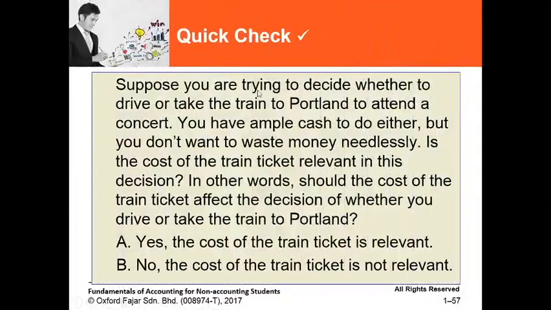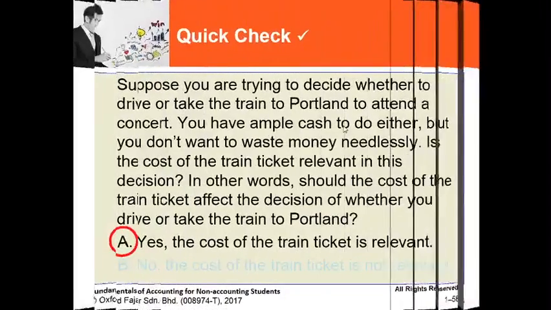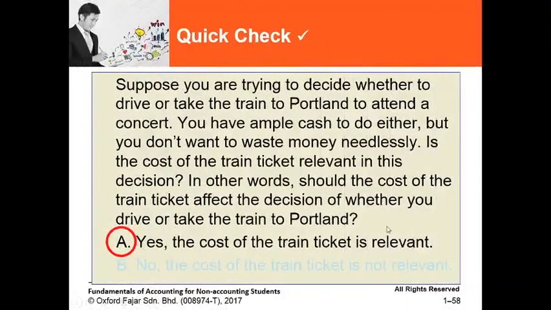Alright, so here, suppose you are trying to decide whether to drive or to take the train to Portland to attend a concert. You have ample cash to do either, but you don't want to waste money needlessly. Is the cost of the train ticket relevant in this decision? In another word, should the cost of the train ticket affect the decision of whether you drive or take the train to Portland when you have ample cash to do so? Yes, the cost of the train ticket is relevant, because you don't want to waste money. Even though you have enough money to drive or to take the train, you said here you don't want to waste money needlessly. Therefore, the cost of the train is relevant.